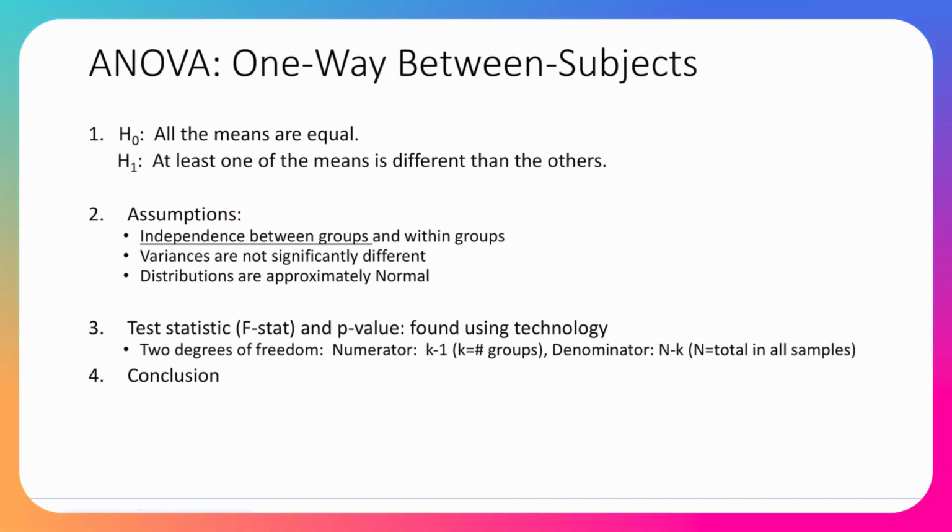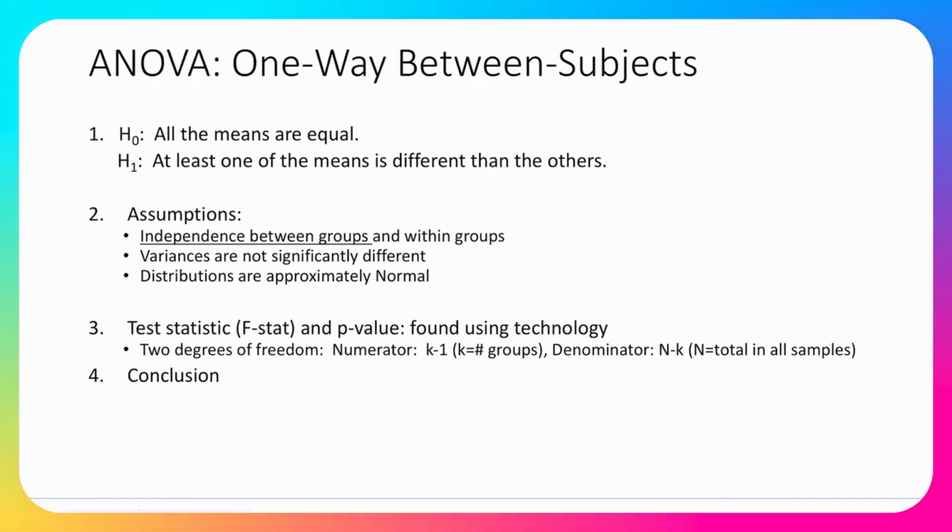There are 3 assumptions. The groups have to be independent. The variances should not be significantly different. And the distributions of each of the variables should be approximately normal. And if you wonder, what should I do if one of those assumptions isn't true? Like, what if I don't know if the distributions are normal? Or what if one of the distributions is not normal? Well, then what you would need is a technique that's beyond the scope of our class.